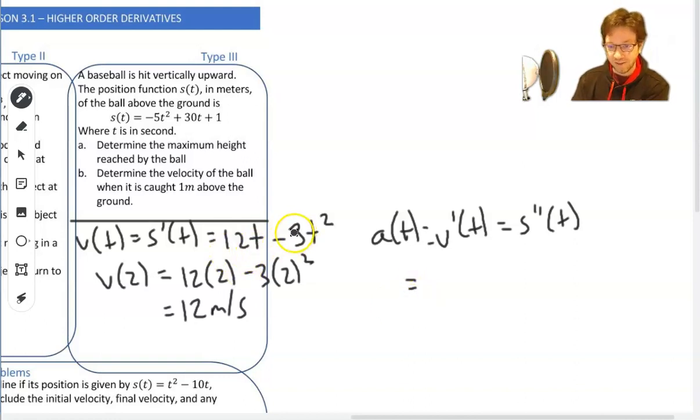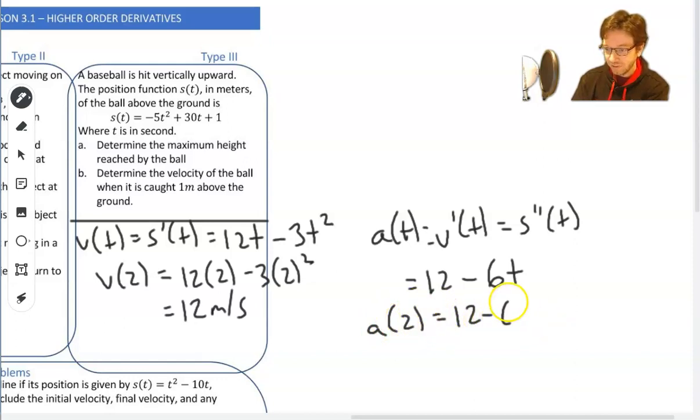Which is just apply the power rule to this one. So 12t just becomes 12 minus, bring the 2 in front, so 2 times 3 is 6, and subtract 1 from the exponent. And if we want to find out what that value is at t = 2, just substitute 2 in for t. And at that time, we get a 0 acceleration.